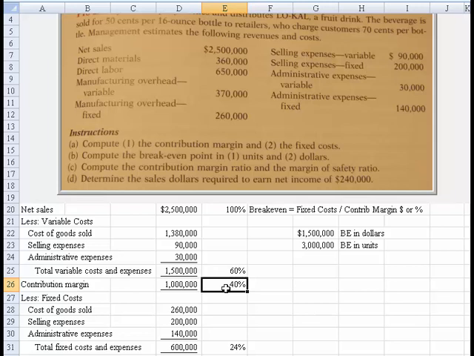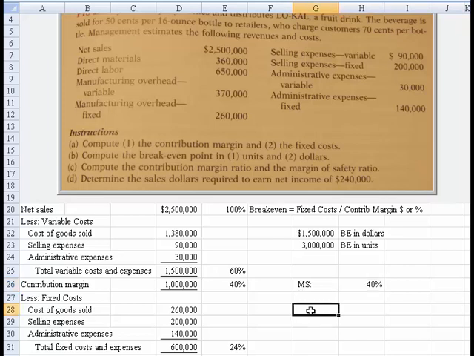Now, margin of safety is a little bit different. Margin of safety, you take the net sales less your break-even sales and divide it by net sales. So if I do margin of safety, I'll just do it right here. We'll take the 2.5. Actually, let me put this in parentheses. Take the 2.5 minus the break-even sales of 1.5, and then divide it by the 2.5 again to get the percentage. Turn it into a percentage, and it's 40%. So that takes care of margin of safety.